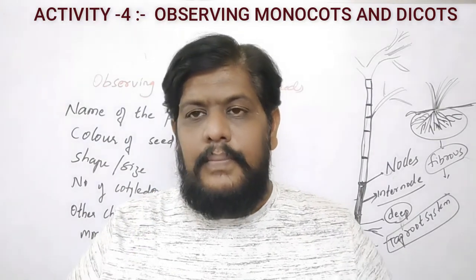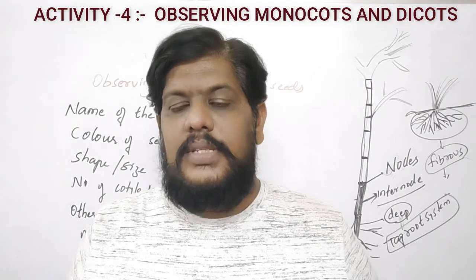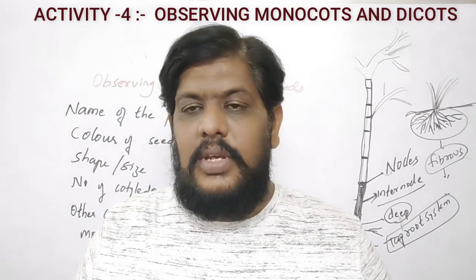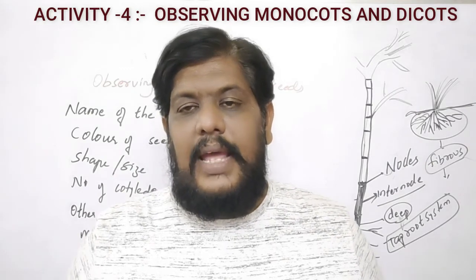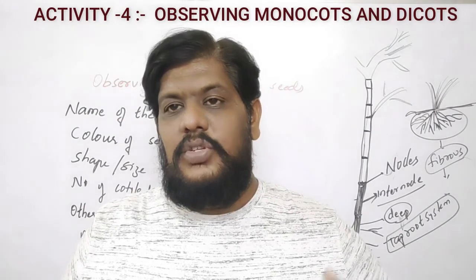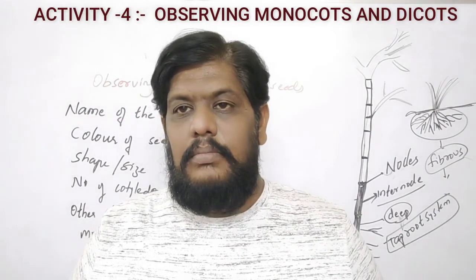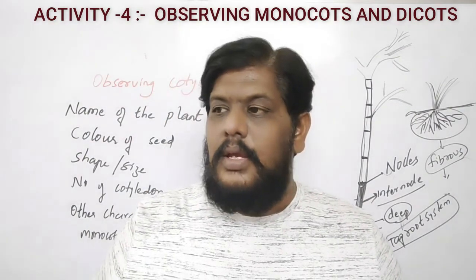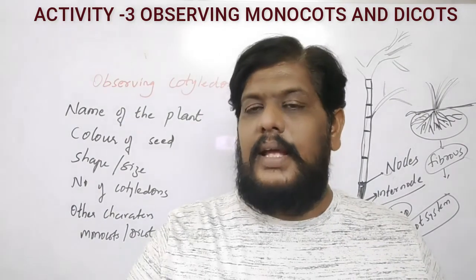in the monocots, it is always a fibrous root system. The kind of root system you can find is the fibrous root system, whereas when you come to the dicots, you can find the tap root system. This is one which will add to the differences in the monocots and the dicots. Now we will try to see the characters of the monocot plants and the dicot plants.